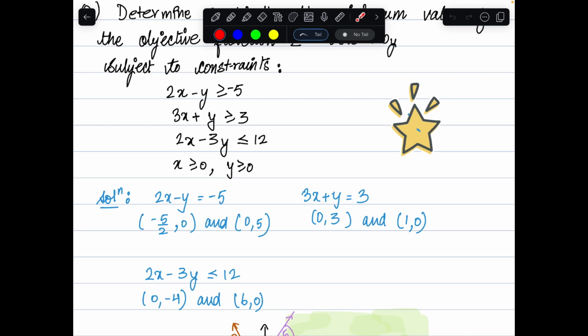When you plot, you don't get confused with the sign. Just consider the equation, not the inequality. Just take the equal to sign. Now you know how to get the values of x and y. What you simply do is put x as 0 and get the value of y. Next you put y as 0 and get the value of x.